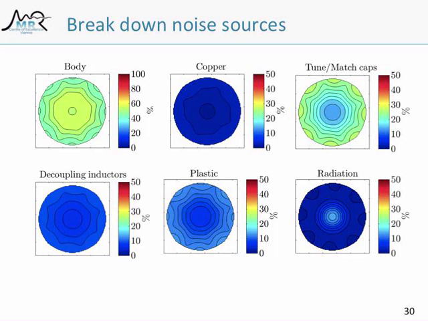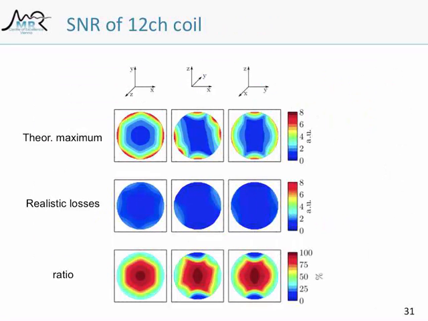But, for example, radiation losses, so some noise that comes from outside of the bore, is also very strong in the center. And in the periphery, the noise is dominated by the noise from the capacitors and the plastic we have, and so on. And again, we're always interested in doing that for some novel coil arrays that are not so easily understandable.